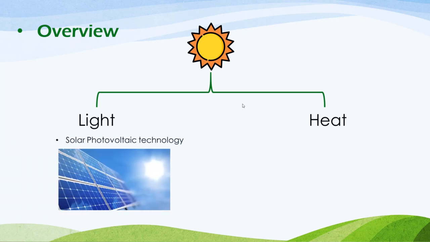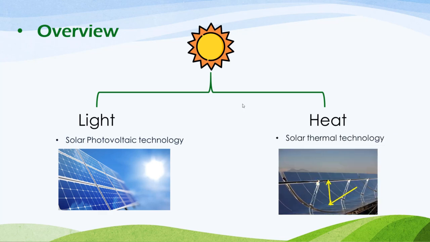The first type, which depends on the light, is called solar photovoltaic technology. In this type we have solar panels, as you see here, and the solar panel absorbs the light that is radiated from the sun. Then, by some technology that we will illustrate later in detail, the light is converted to electrical energy.